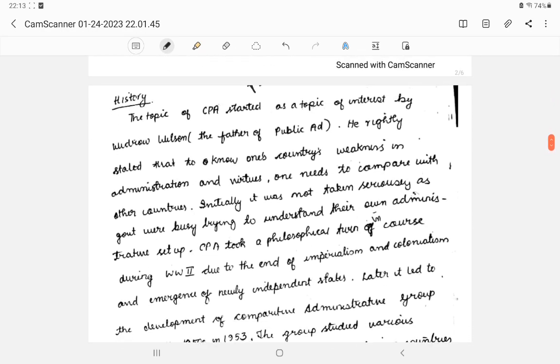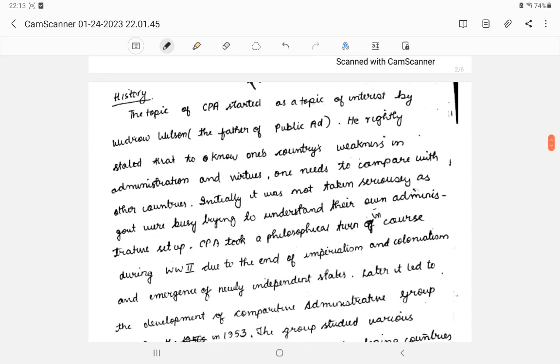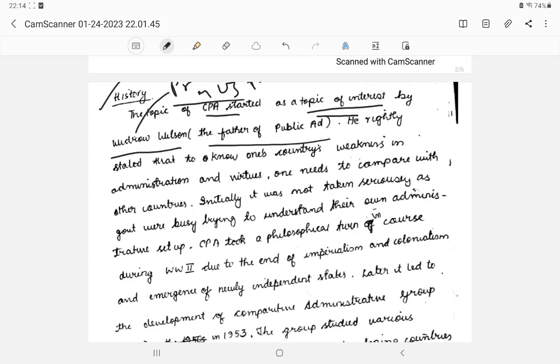Now let's look at the history of comparative public administration. How did comparative public administration start? It became a topic of interest when people discussed it and developed an interest in studying it. It was proposed by Woodrow Wilson. Woodrow Wilson was the father of public administration, and he also served as the president of the United States.